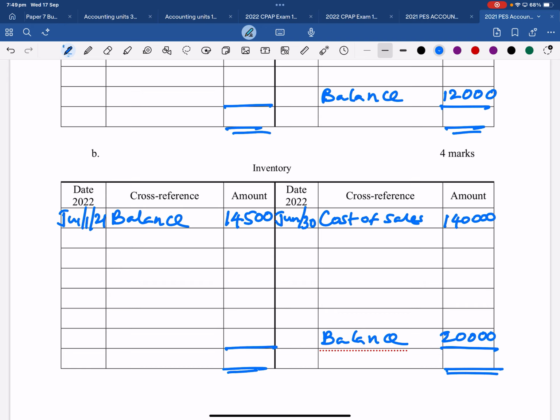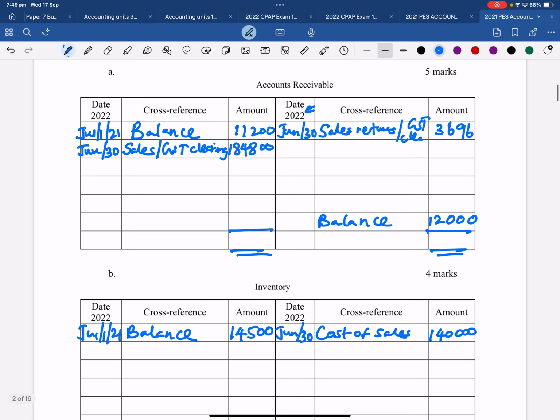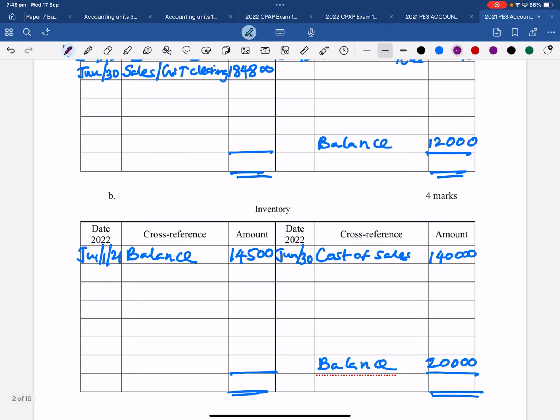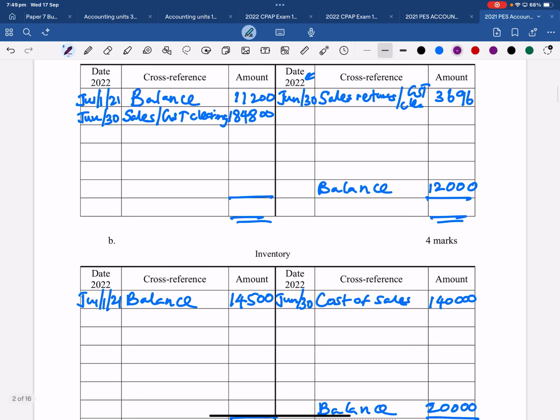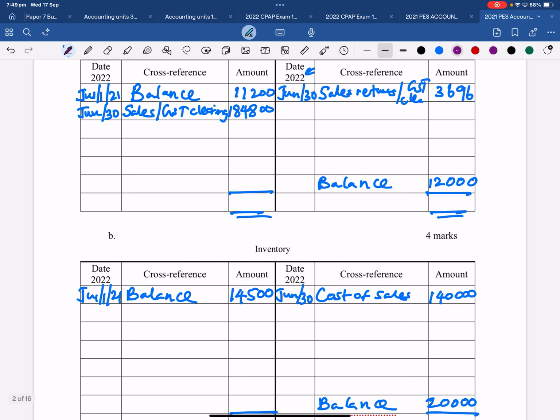Okay. Then don't forget there's another one. We need to calculate the cost of sales for sales return as well. What is the cost of sales for sales returns? Half of it, yes, very good. How much? 1848. What is the double entry for 1848?